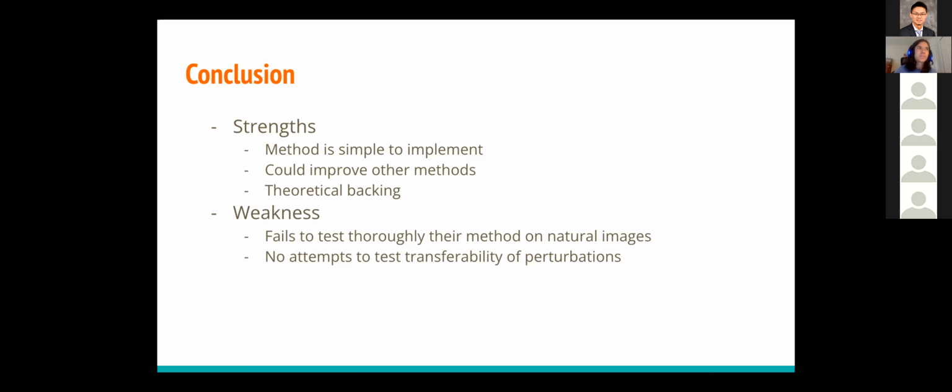And one of the advantages of DAG is that its perturbations can be applied to other images with great success, making it a very good black box attack method. The authors of this paper show no attempt to test the transferability of their perturbations, and I think that would have been a good insight for those reading. And yeah, that concludes my presentation.